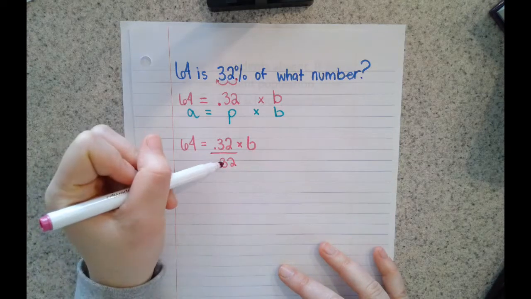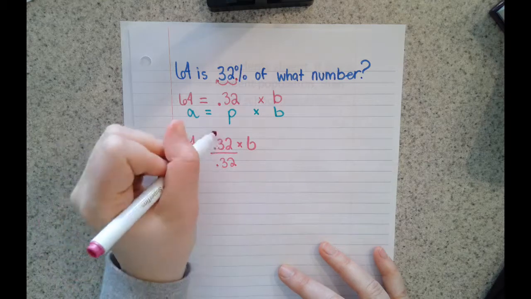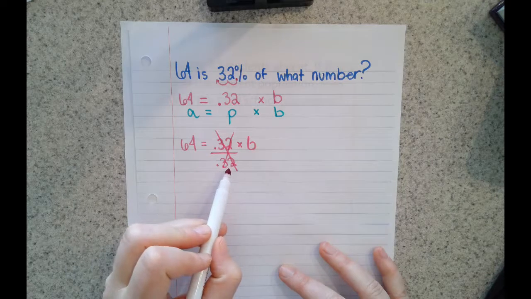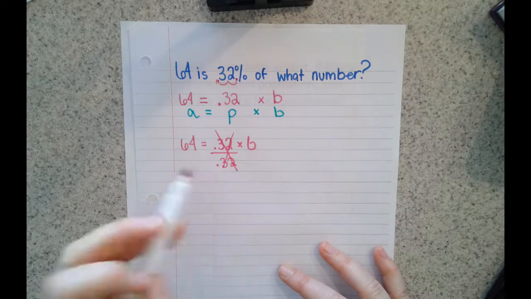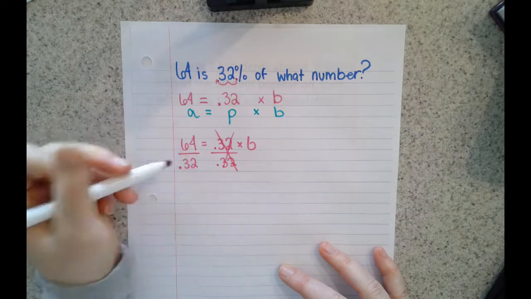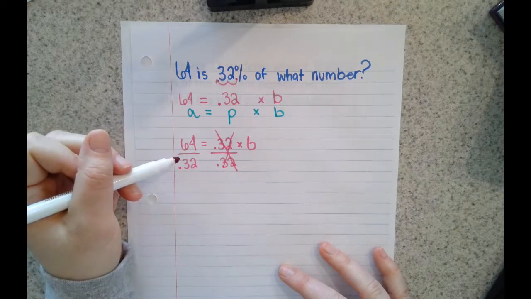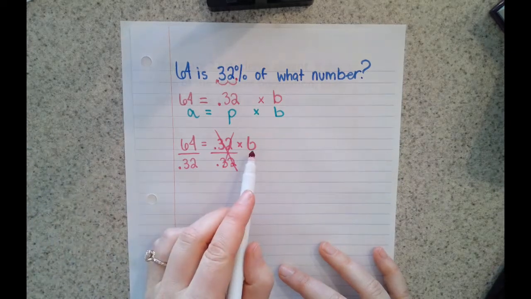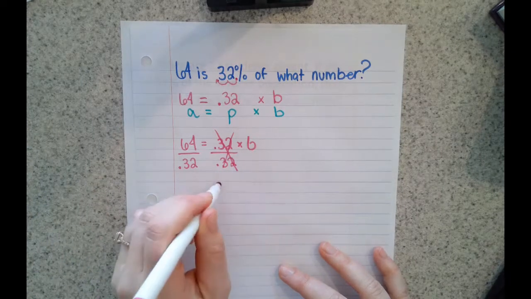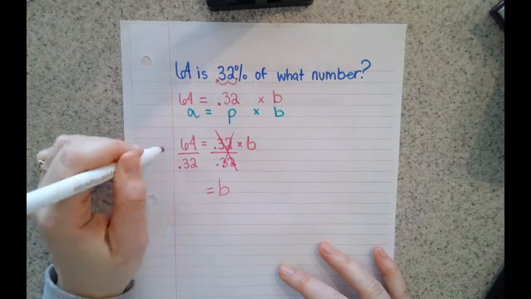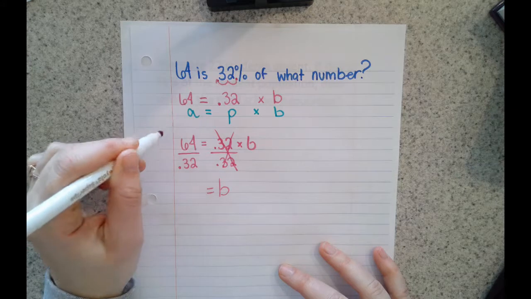0.32 divided by 0.32, those cancel each other out. If you divide by 0.32 on the right side of the equal sign, you have to also divide by 0.32 on the left side of the equal sign to keep the equation balanced. Now b is isolated all by itself on the right side, equals, and if I do this division problem, I'll have my answer.